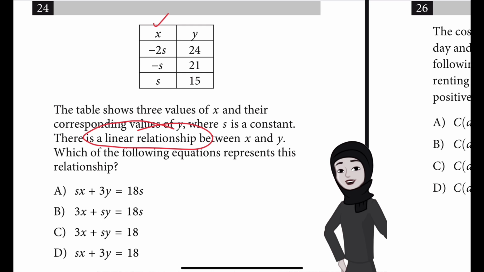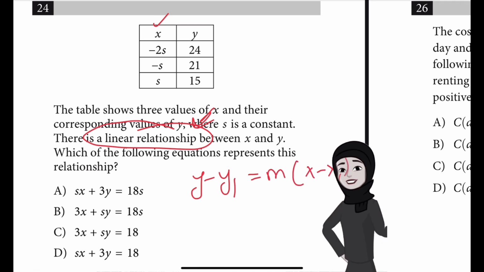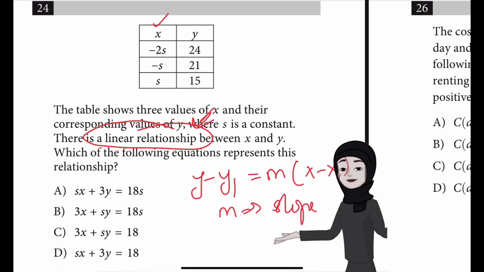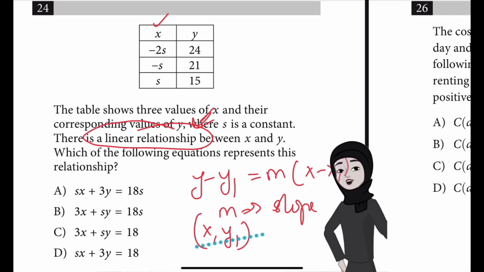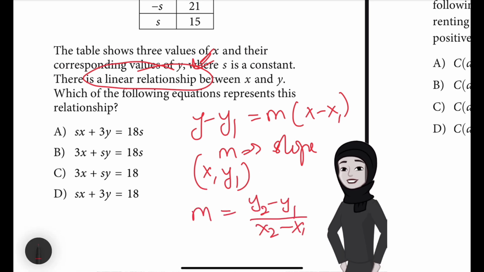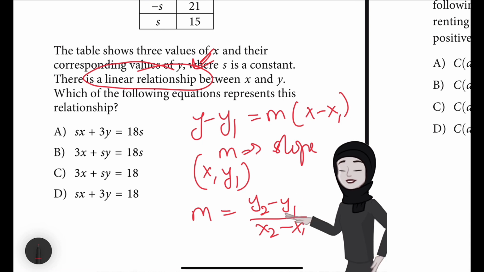So that is the main clue over here. The main hint is that there is a linear relationship between x and y. So the linear relationship between x and y can be represented by an equation of the form y minus y1 is equal to m times x minus x1, where m is the slope of the graph of the equation in the xy plane and (x1, y1) is a point on the graph. m is equal to y2 minus y1 divided by x2 minus x1. This is the slope formula.